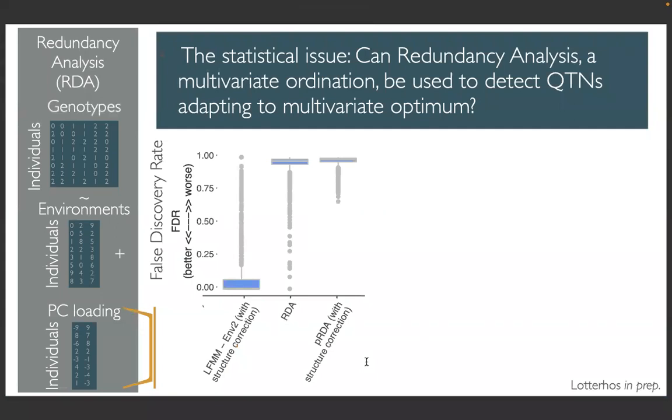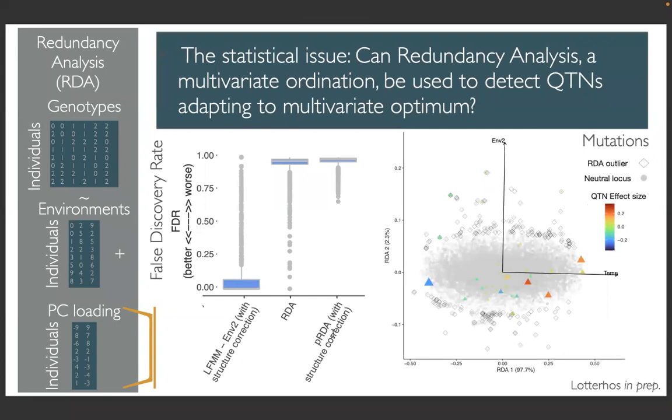And so to illustrate how terrible redundancy analysis is, I'm plotting on the y-axis here false discovery rate for a univariate method that includes a structure correction. So you can see this has a lower false discovery rate. Lower is better. But redundancy analysis and partial redundancy analysis with a structure correction both had very high false discovery rates. So they're bad at outlier detection.